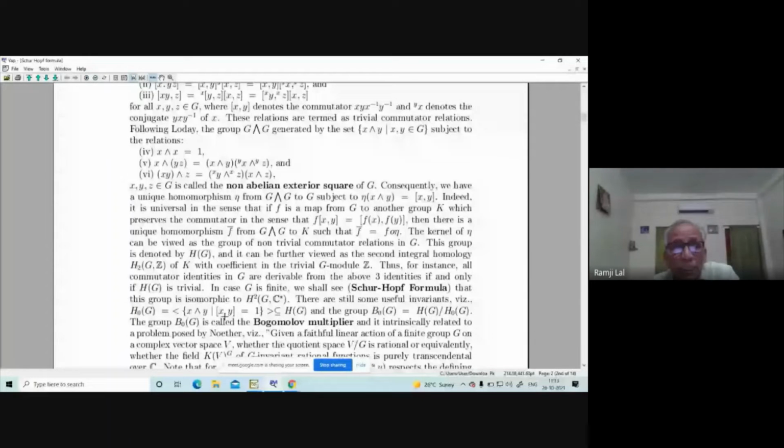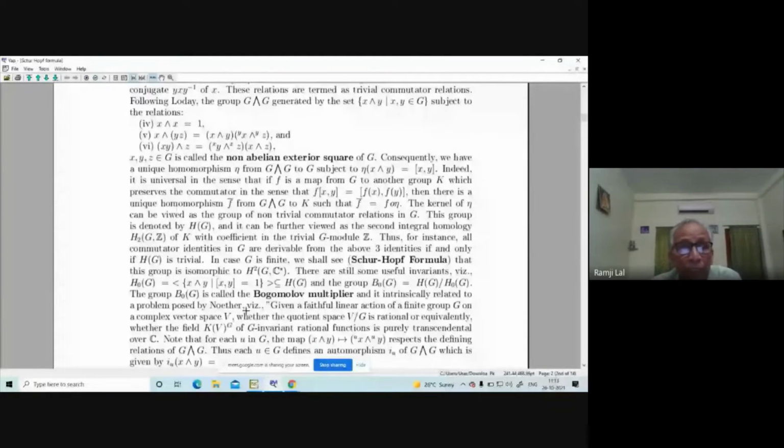So therefore, you see that the group generated by this is a subgroup of that group HG, which is really a generalized, so to say, Schur multiplier. And the group B0G, which is the quotient of HG and H0G, so we are taking the relations modulo these relations that X and Y commute. So B0G is still another important invariant in mathematics, which is called the Bogomolov multiplier, and it is intrinsically related to a problem which was posed by Noether.